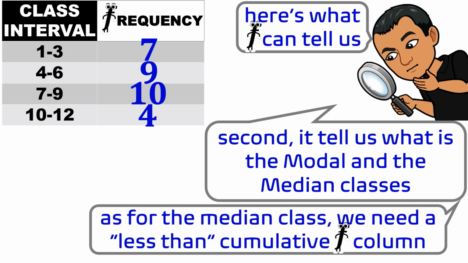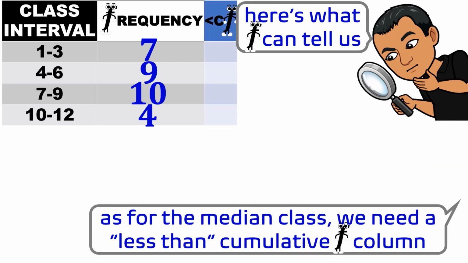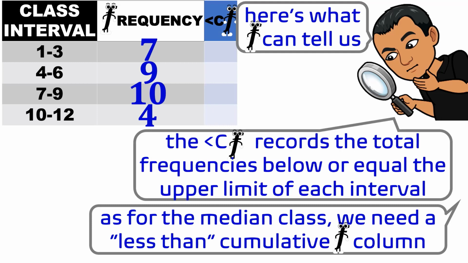As for the median class, we need a less than cumulative frequency column. The less than cumulative frequency records the total frequencies below or equal to the upper limit of each class interval. For the first class interval, the less than cumulative frequency is simply the number of frequency less than or equal to 3, and that is actually given as 7.